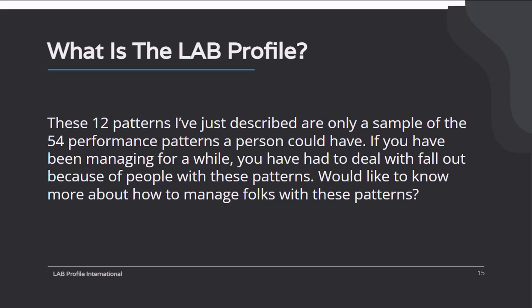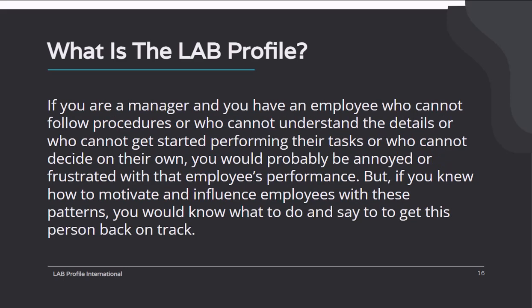If you have been managing for a while, you've had to deal with fallout because of people with these patterns. Would you like to know more about how to manage folks with these patterns? If you're a manager and you have an employee who cannot follow procedures, or who cannot understand the details, or who cannot get started performing their task, or who cannot decide on their own, you would probably be annoyed or frustrated with that employee's performance. But if you knew how to motivate and influence employees with these patterns, you would know what to do and say to get this person back on track.